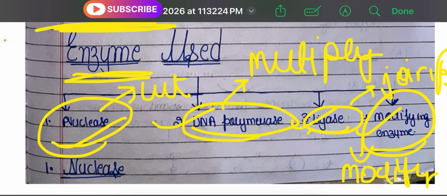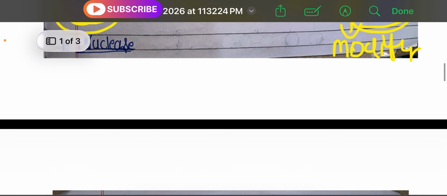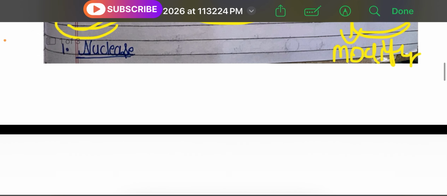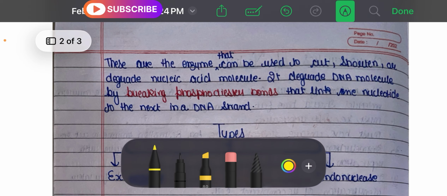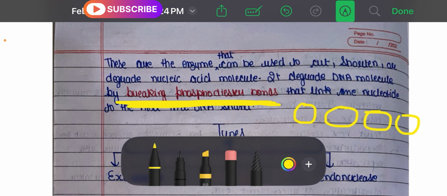Clear? So these are the different types of enzymes that are present in order to work on our DNA. First of all, we are going to learn about the nuclease. I have already told you, nuclease works only by breaking the phosphodiester bond. Let us suppose that this is nucleotide 1, nucleotide 2, nucleotide 3, nucleotide 4. We know that they are joined by the phosphodiester bond.